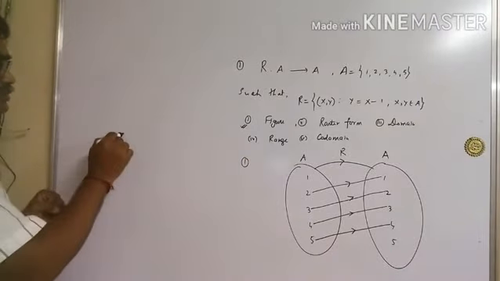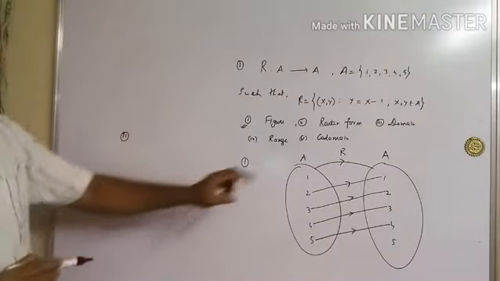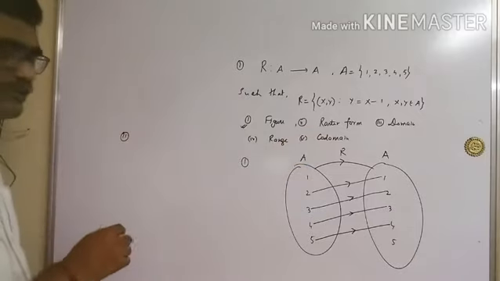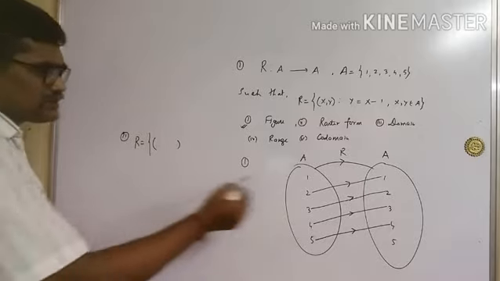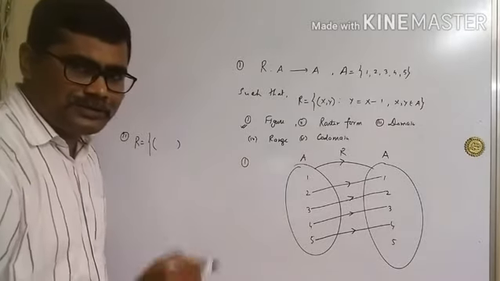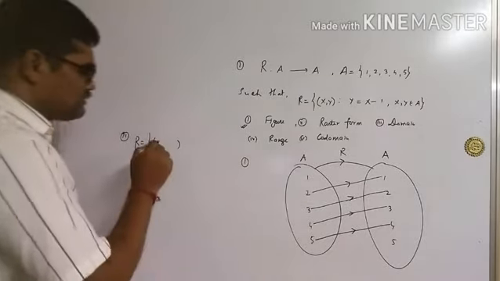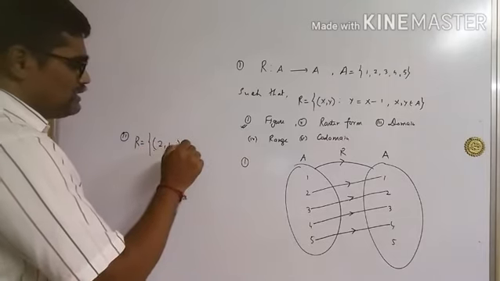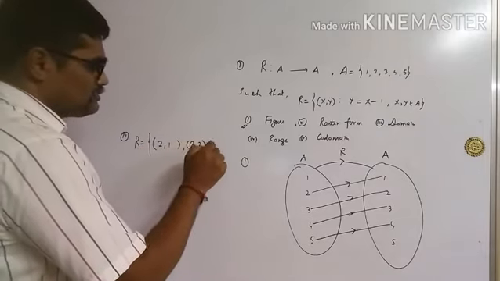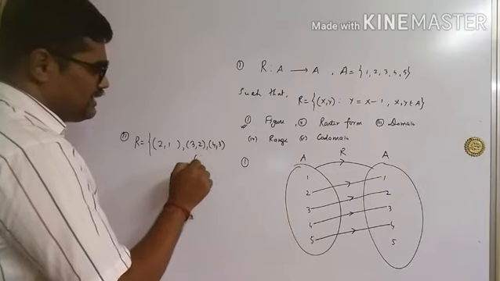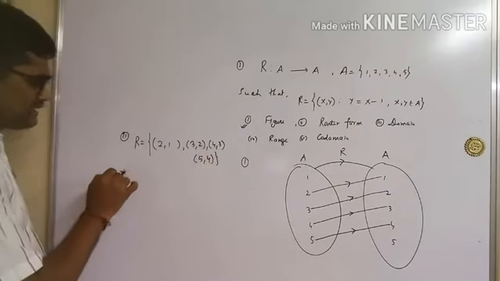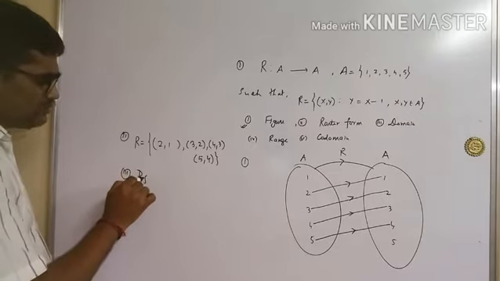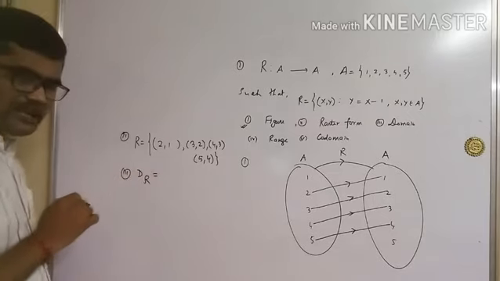Next, number 2. What are they asking? Roster form. That means you have to write all the elements, so in R you write the ordered pairs. For 1, do you have any ordered pair here? No. So the first ordered pair will be (2, 1), then (3, 2), then (4, 3), and then (5, 4). Next, they are asking you about the domain of the relation R.